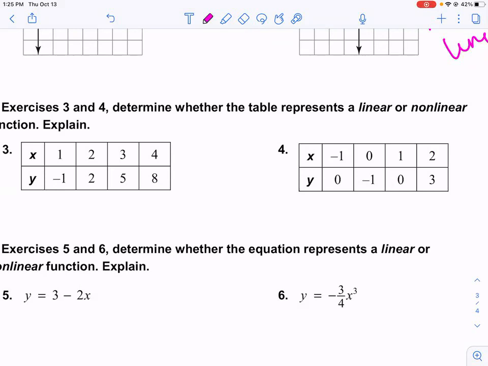Okay, figure out if those are linear or not, okay? Have you figured it out? Those, 3 and 4.